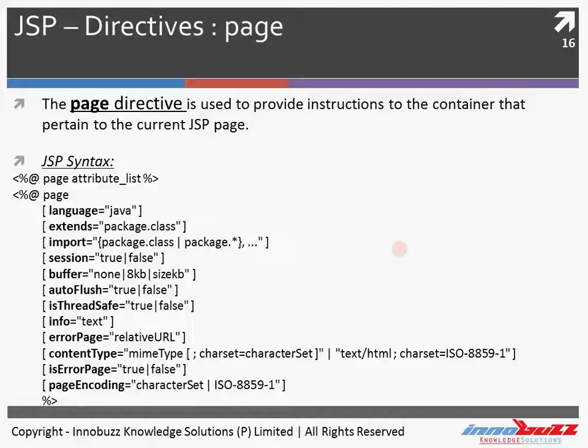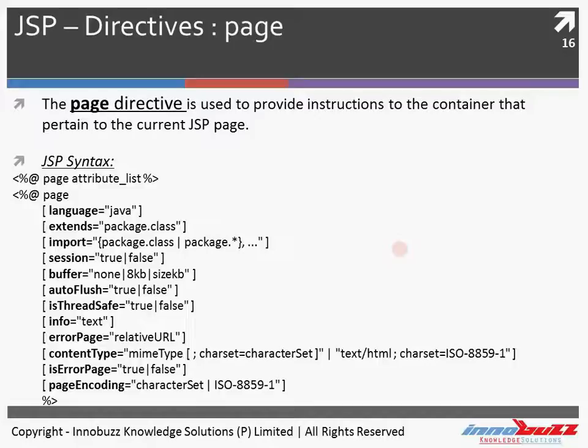Autoflush, again a boolean attribute, takes true or false and tells whether the buffered output should be flushed automatically or not. Then isThreadSafe: whether thread safety is implemented in the JSP. The default value is always true, which means the JSP container can send multiple concurrent client requests to the JSP page, signifying that it is thread safe. So it is by default true. Otherwise, you must write code in the JSP page to synchronize the multiple client threads.